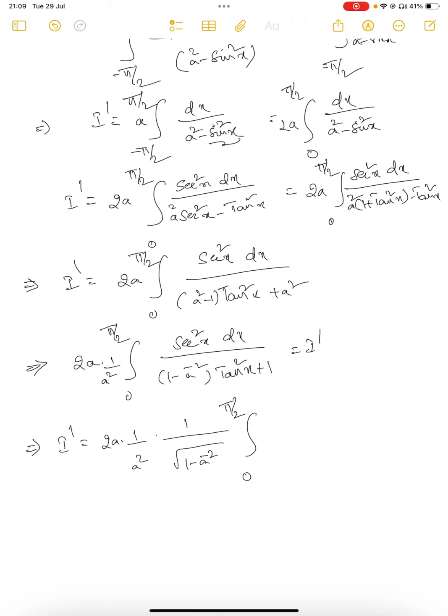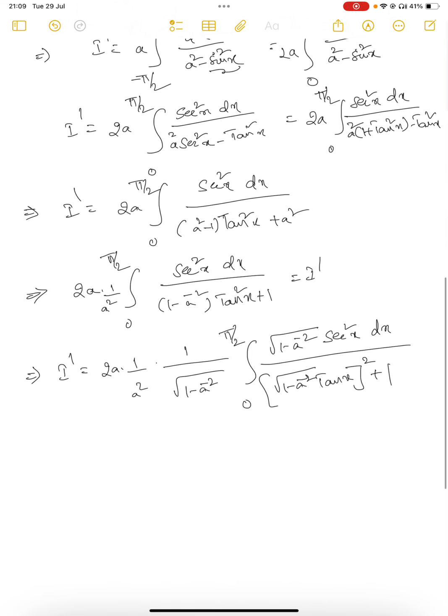If you are multiplying and dividing with this term, root of 1 minus a power minus 2, secant square x dx by, let's write this in similar form, 1 minus a power minus 2 tan x, whole square plus 1. Then we need to evaluate these terms first.